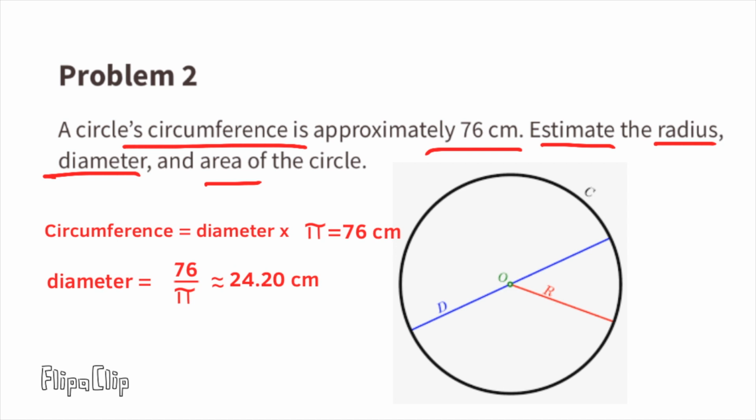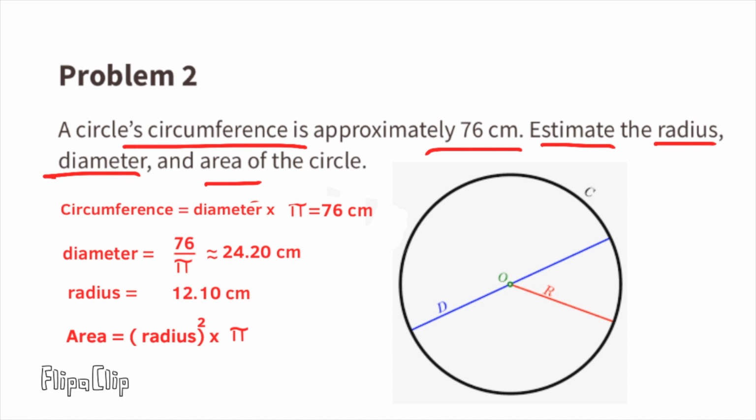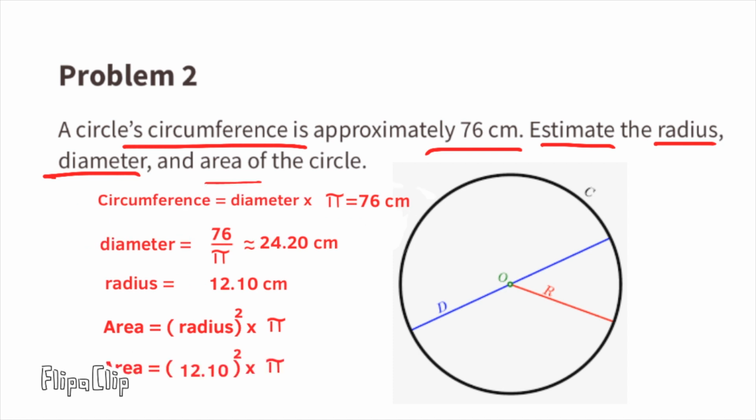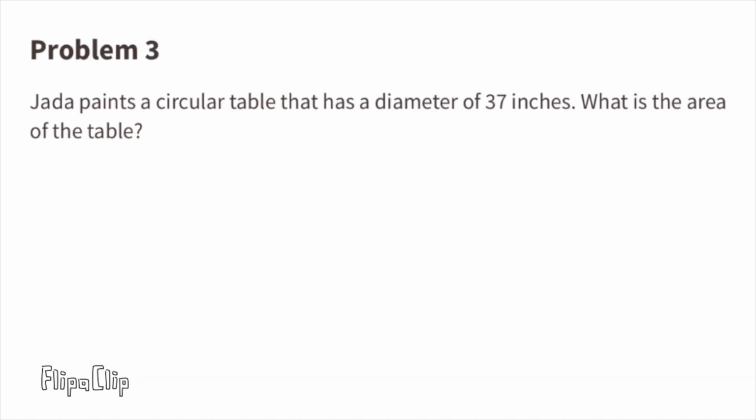Now let's figure out the radius. The radius is half the diameter. Half of 24.20 centimeters is 12.1 centimeters. Now we have enough information to find the area of this circle. The area is radius squared times pi, or 12.1 squared times pi. The area of this circle is 146.41 times pi, and that is 459.73 centimeters squared.